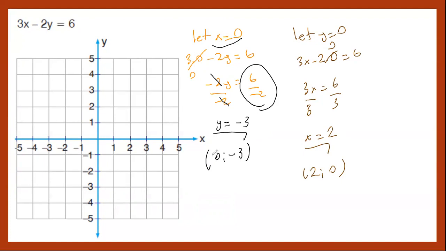Just place it. (0, -3), which is here. (2, 0), which is here. Then combine them by the straight line. Finished. That will be 3x minus 2y equals 6. Now, you are going to use table method and send it to me.